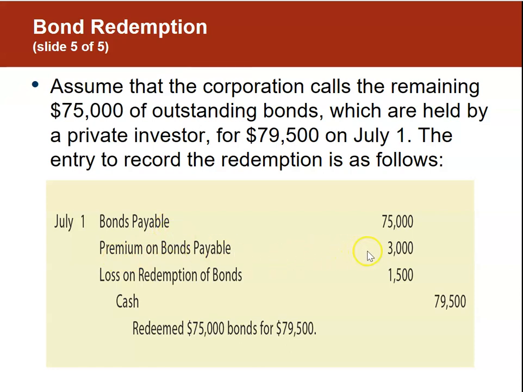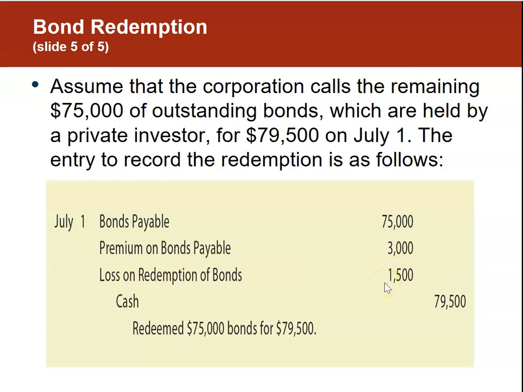So we're getting rid of total liabilities and contra liabilities of $78,000. That's what's coming off the books in the liability section of the balance sheet. However, to do that, we had to expend cash in the amount of $79,500. Well, $78,000 is not $79,500. Therefore, we actually have a loss on redemption of bonds in the amount of $1,500.